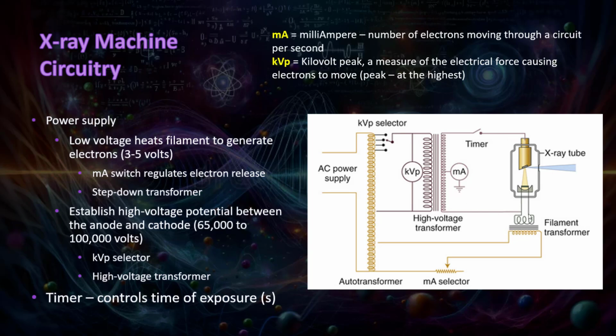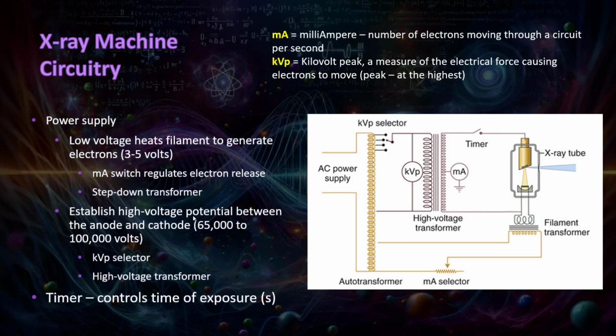And then for the filament within the cathode, that is a small voltage that's required, only 3 to 5 volts. And so that has a step down or a low voltage transformer attached to it. And that's regulated by an mA switch. So an mA selector is going to turn up or turn down the voltage across that, which controls the amount of electrons that are generated from that thermionic emission in the filament.